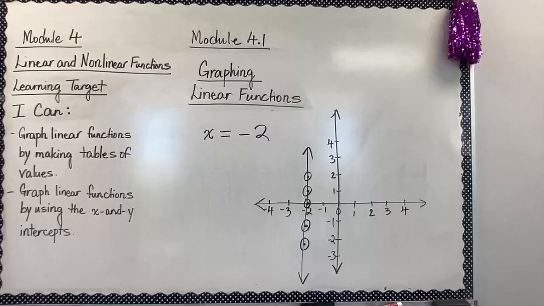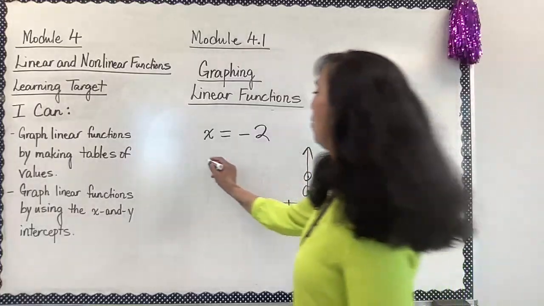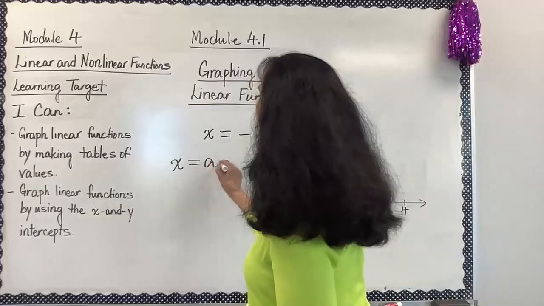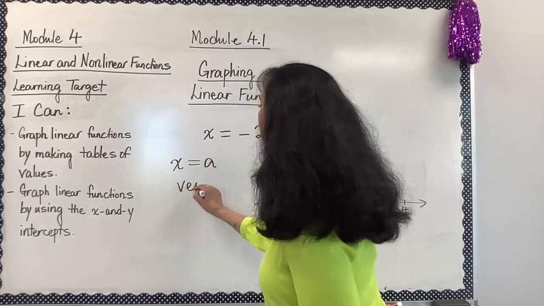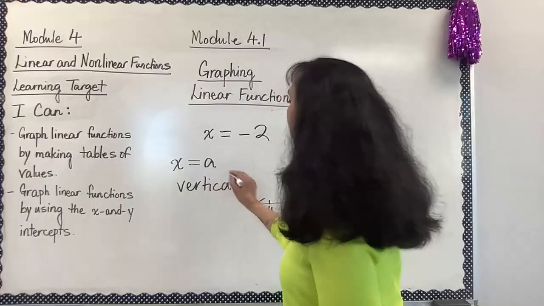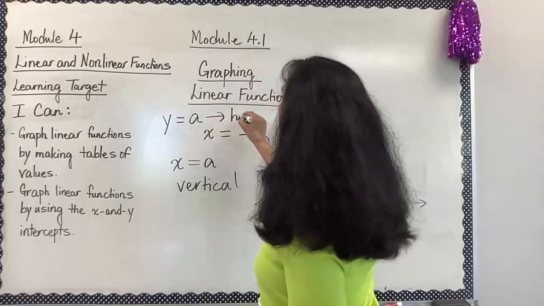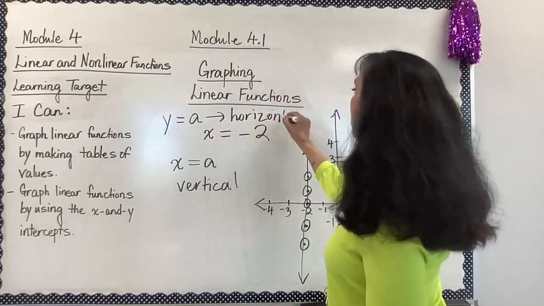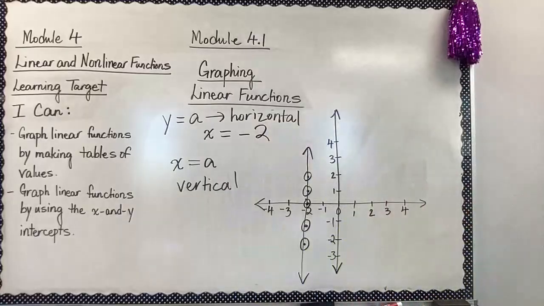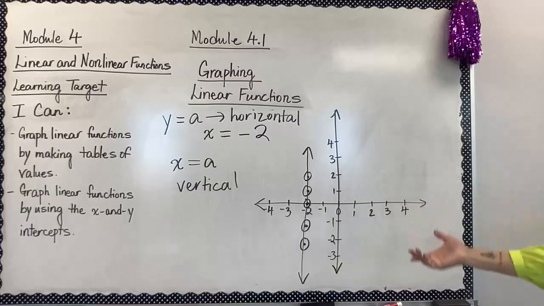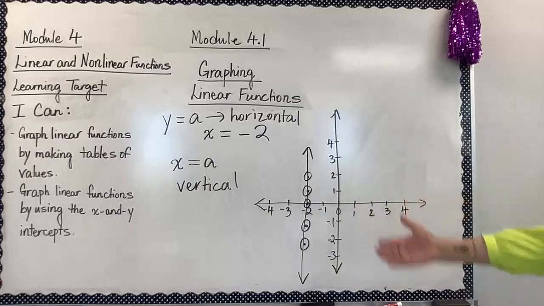When we solved that one, we had a horizontal line. But when we have equations in the form x is equal to a, or x is equal to whatever value is given, this is going to give me a vertical line. And when I have y is equal to a, then I'm going to get a horizontal line. So again, the graph of x is equal to negative 2 is a vertical line, as you can see.